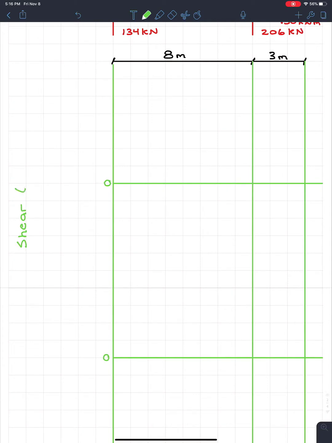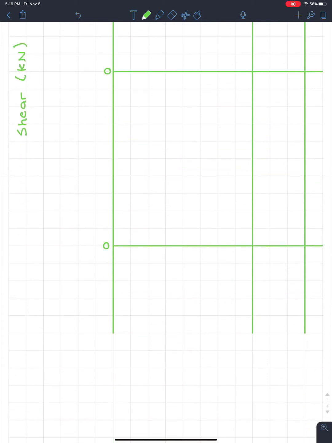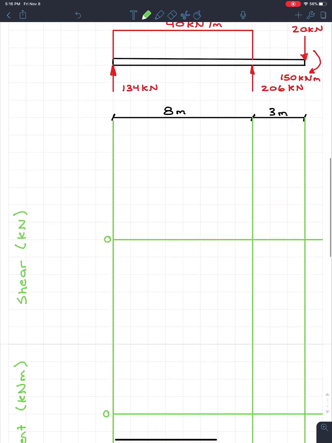And this will have units of kilonewtons. And then our second diagram, as we said, is bending moment. So I was going to put bending moment, and you should put bending moment, but it's okay if you just put moment. And this will be kilonewton meters. So now we've got to figure out what to do.